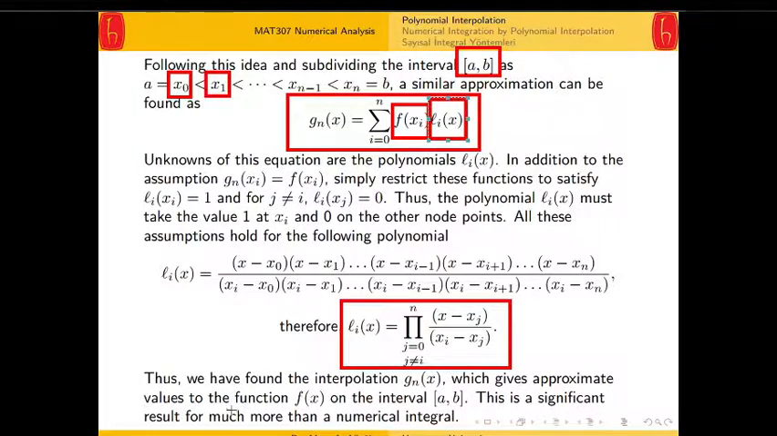So this is a significant result, for much more than numerical integration, because this is an interpolation, and we use this interpolation pretty much everywhere in numerical analysis.